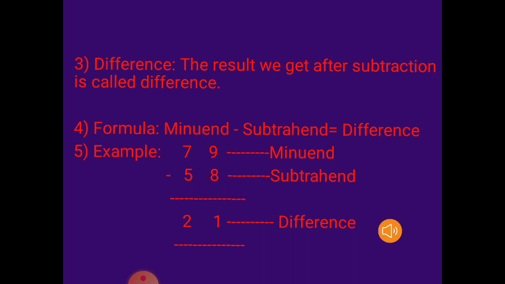Now let us see the formula. Minuend minus subtrahend is equal to difference. Now let us also see an example for our subtraction. So here you can see we are having a 2-digit number 79, which is our minuend, then 58. We have to subtract 58 from 79. So now 58 is our subtrahend and 79 is our minuend.